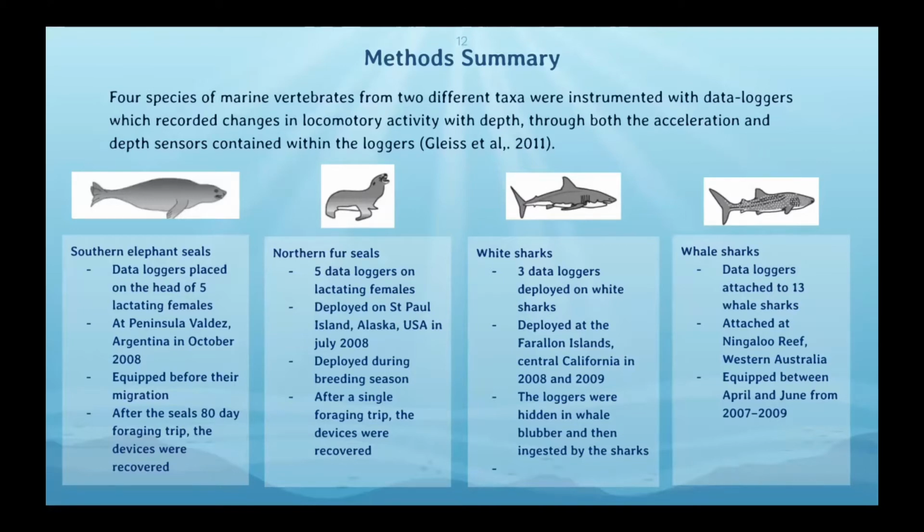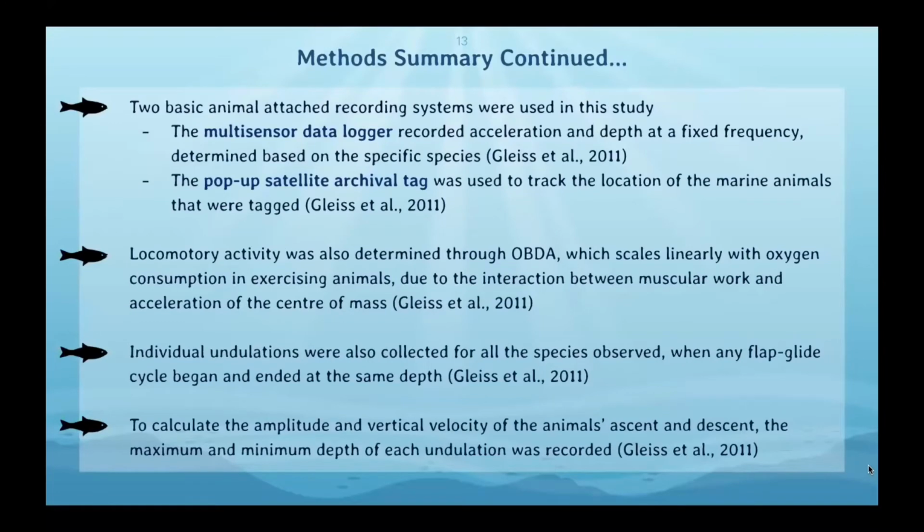For white sharks, only 3 data loggers were deployed in Central California in 2009 and 2008. For whale sharks, data loggers were attached to 13 of them in Western Australia, and they were equipped between April and June from 2007 to 2009. 2 basic animal-attached recording systems were used in this study. The multi-sensor data logger recorded acceleration and depth at a fixed frequency, and the pop-up satellite archival tag was used to track the location of the marine animals in the study.